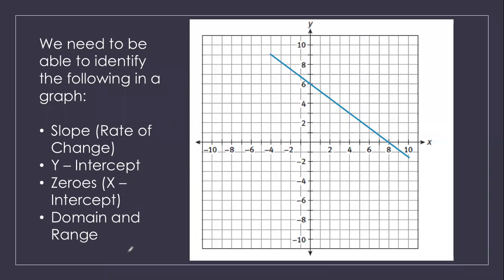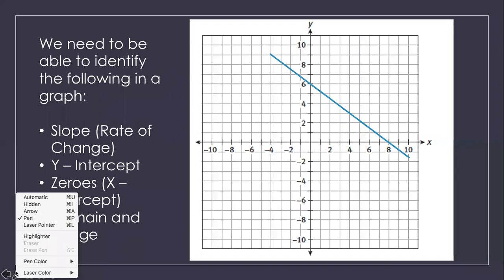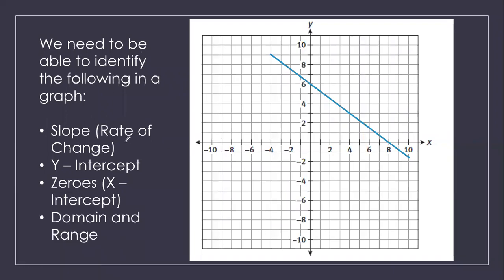So slope is also known as rate of change. That's a big thing that you need to remember. Slope and rate of change are the same thing. And the way I find slope is rise over run. I know that we looked at this last class, but it's good to just keep remembering because you're going to see it all year long.